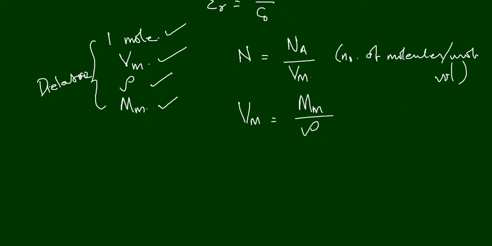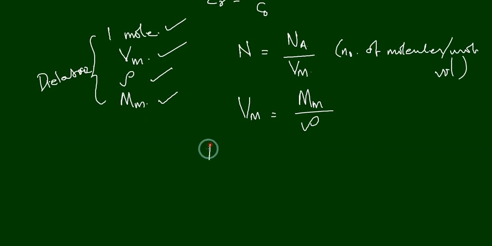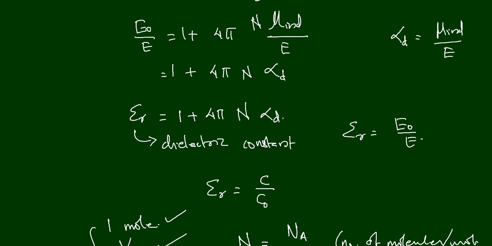And therefore we can write n, the number of molecules per unit volume of the dielectric, is equal to Na, and we can substitute for Vm in the denominator. Then we will get rho divided by m. So n is equal to Na rho divided by m. And now we can substitute for n in our equation.